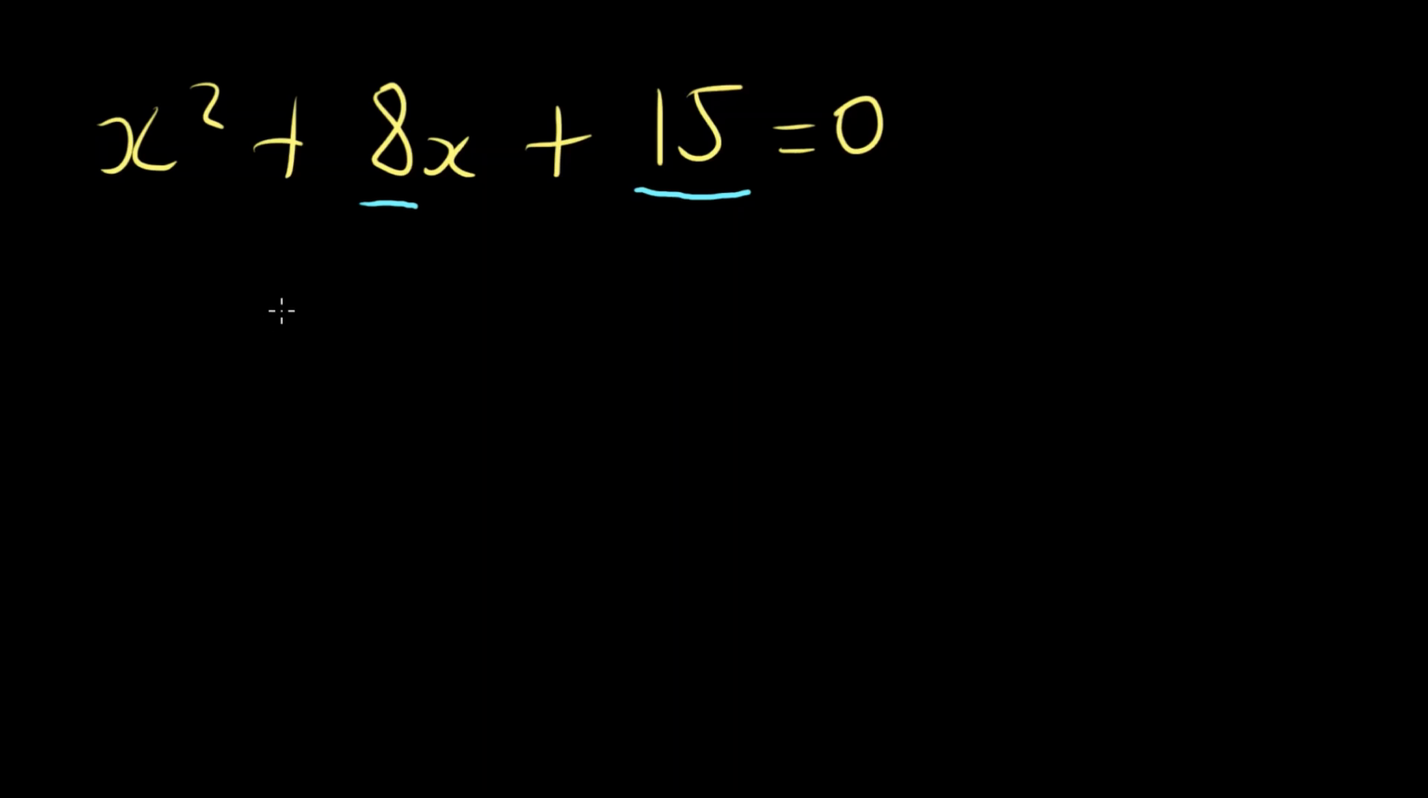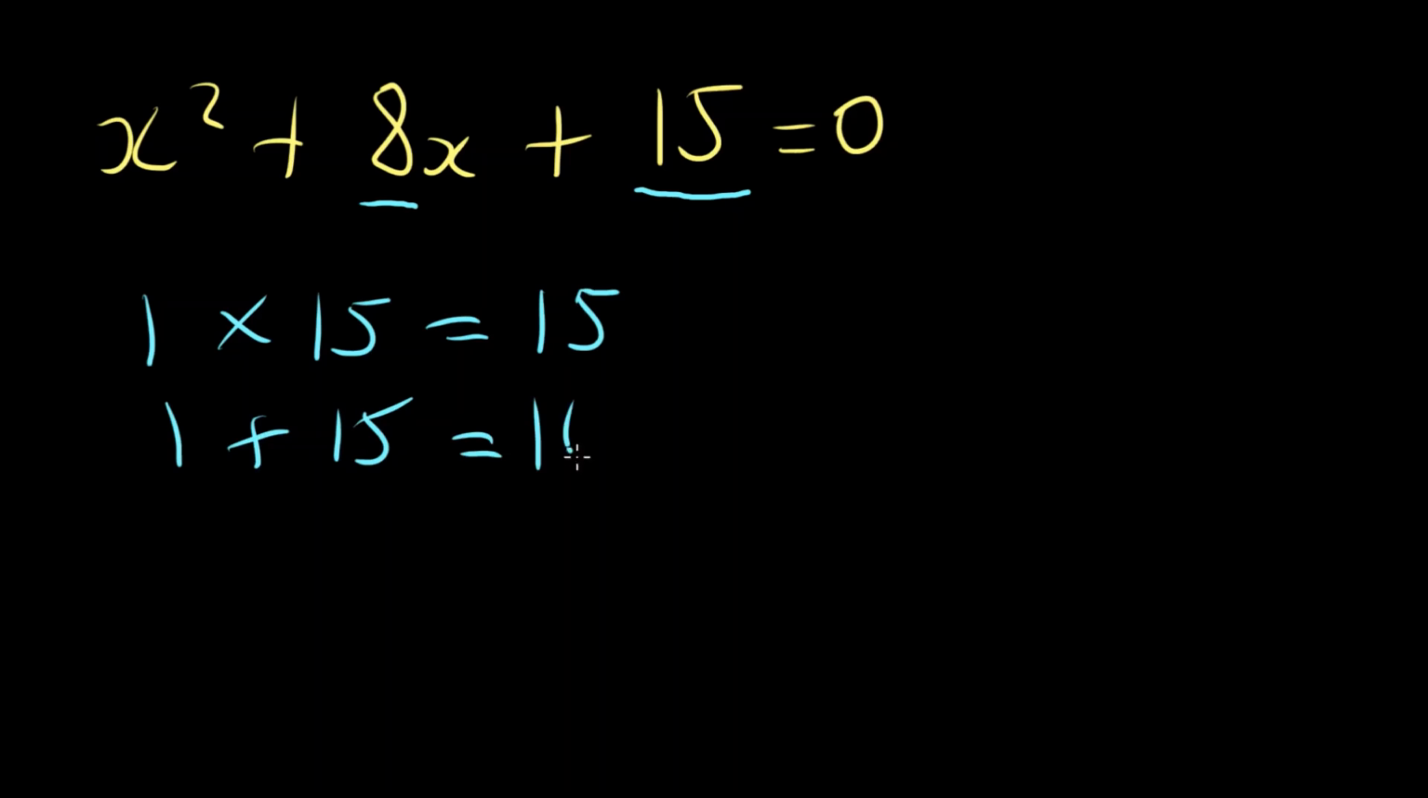Well, the only ones I can think of, well, there's 1 and 15, of course. Let's try that. So 1 times 15 equals 15, so that's fine. Now what does 1 plus 15 equal? 1 plus 15 equals 16. Now this 16 does not equal that 8. So that's not correct.